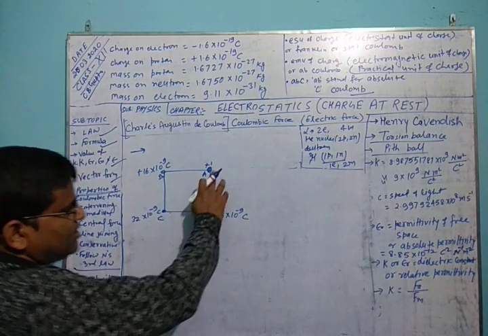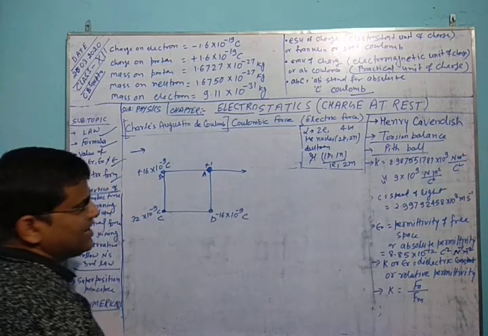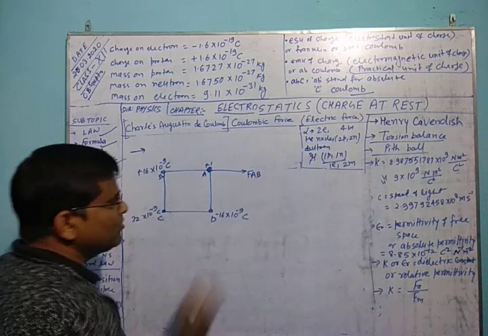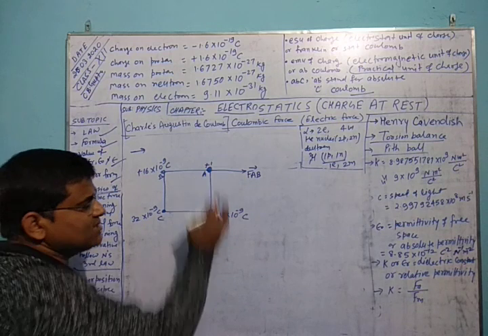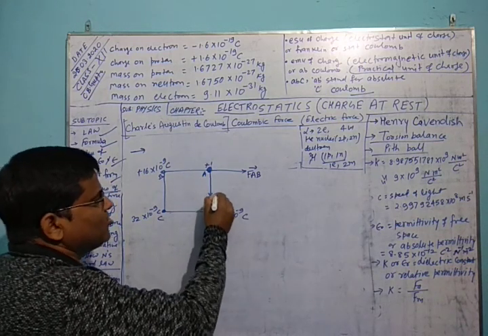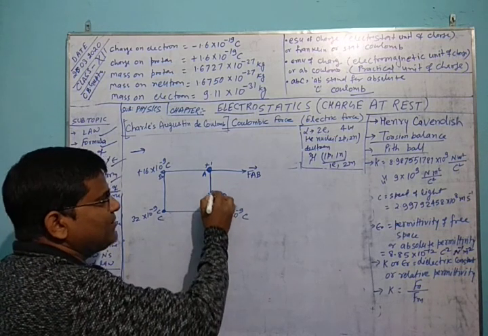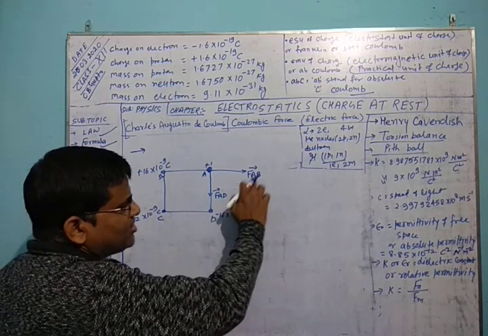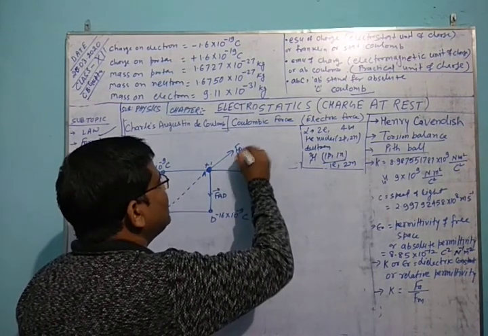That's why it is repelled by this force. The repulsion force is represented as this, and the name is FAB. And this one is the minus charge, this one is plus charge, so this charged particle attracts the other like this. Force on A due to D is called FAD. This is FAD, force on A due to D; force on A due to B; and this is the force on A due to C.